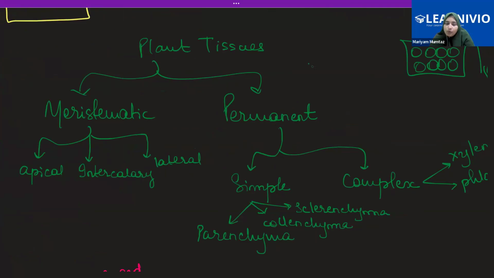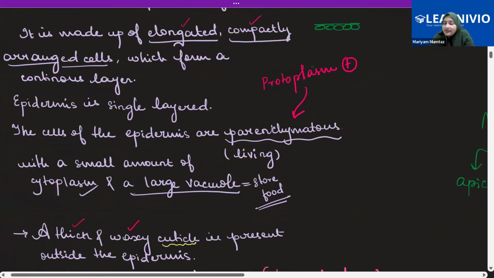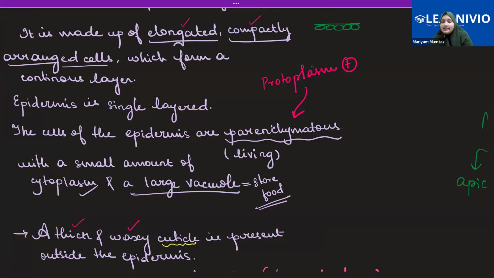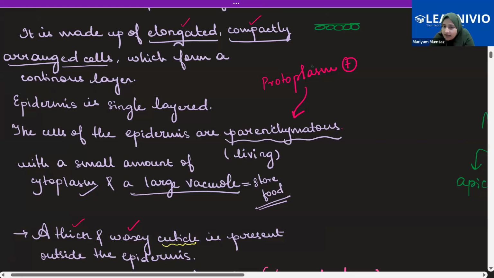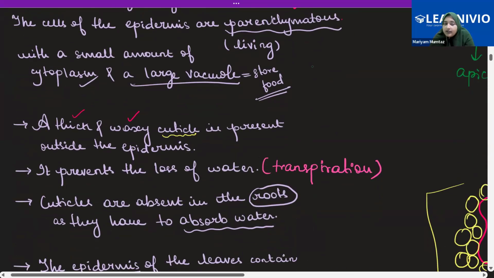Okay. Now, let us see here. The epidermis that we're talking about is made up of parenchyma. Parenchyma means living cells. These cells are going to have a lot of cytoplasm. They're going to have a large vacuole present so as to store food, because you know that they are not dividing anymore. A thick and waxy cuticle is present outside the epidermis.